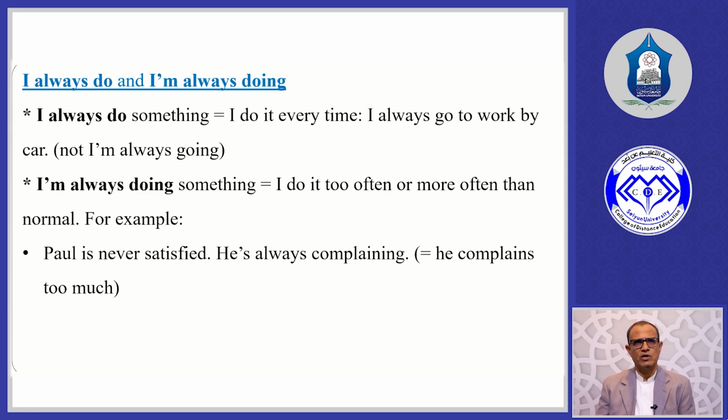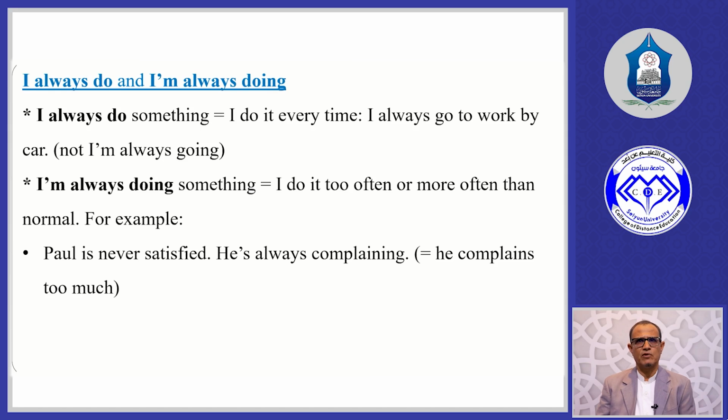But okay, so now look, for example, when I say I'm always doing something, I'm always explaining something, I'm always complaining about something. In this one, that means I do something often or more often than normal. For example, when I say I'm always doing something, I mean that sometimes I may not be satisfied with that action that I do.